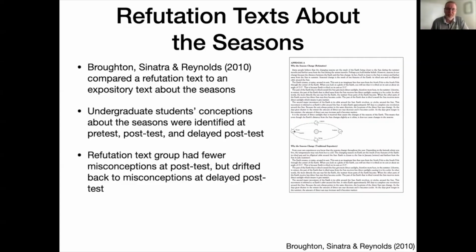And so what they did basically is ask students a series of questions about the seasons beforehand to reveal their misconceptions. They asked students to read either the expository or the refutation text, and they asked the same questions afterwards. What they found is that the students who read the refutation text had fewer misconceptions right after reading the refutation text, but after 14 days, the delayed post-test showed that the misconceptions had come back. So very mitigated results, if I can say so.